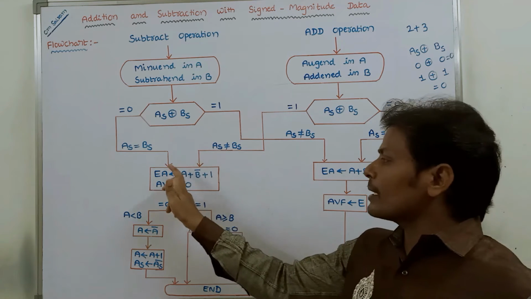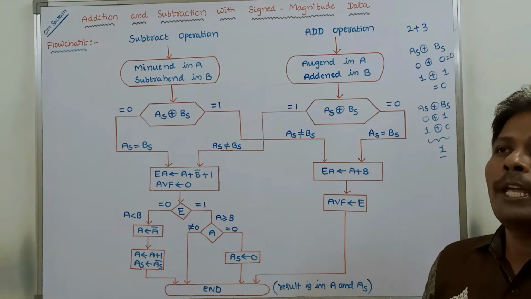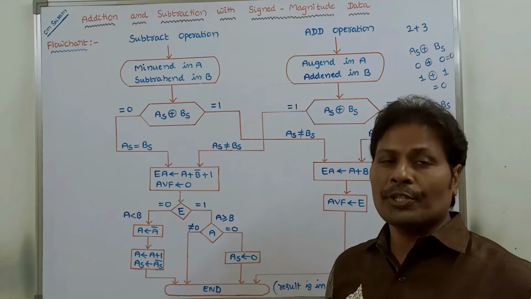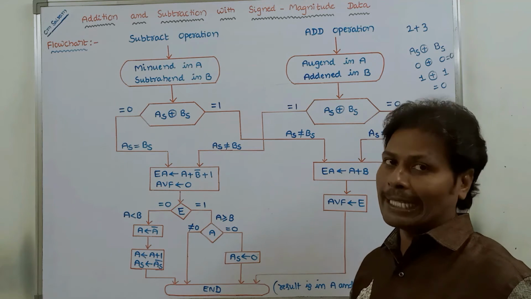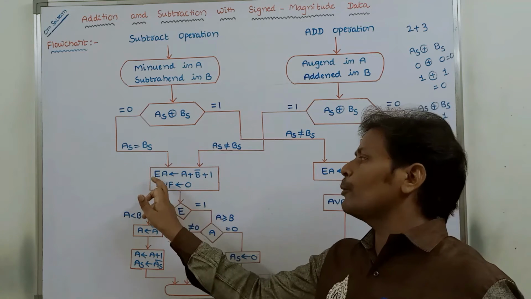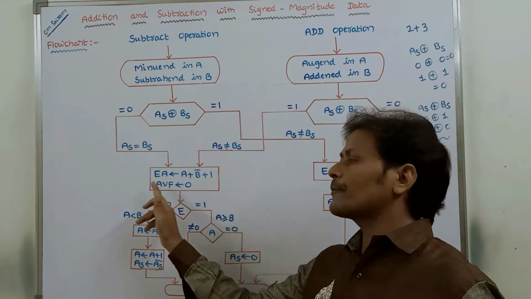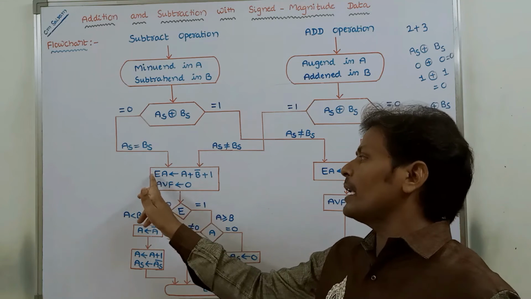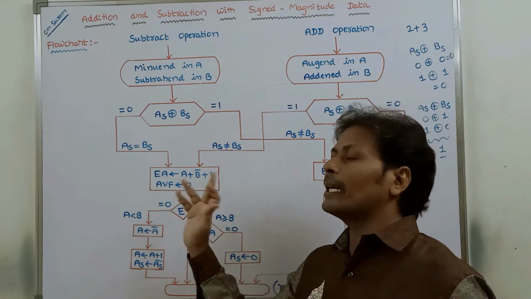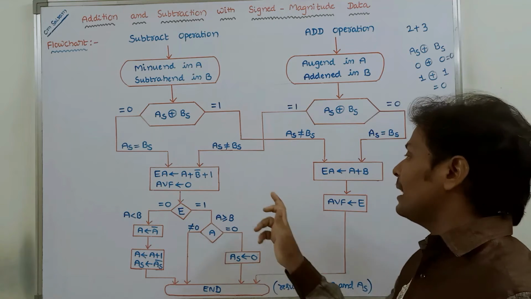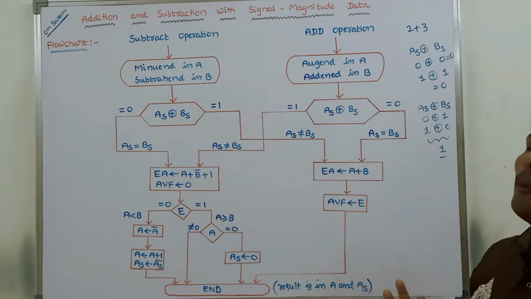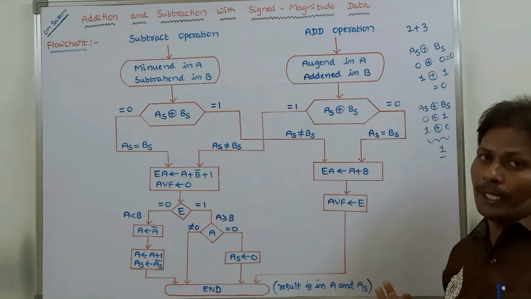While performing the subtraction operation, if any output carry is generated, it is discarded. So, E value is equal to 0. The content of E can be transferred to AVF. Whenever E value is 0, 0 is transferred to AVF. In this way, we perform the subtraction operation.